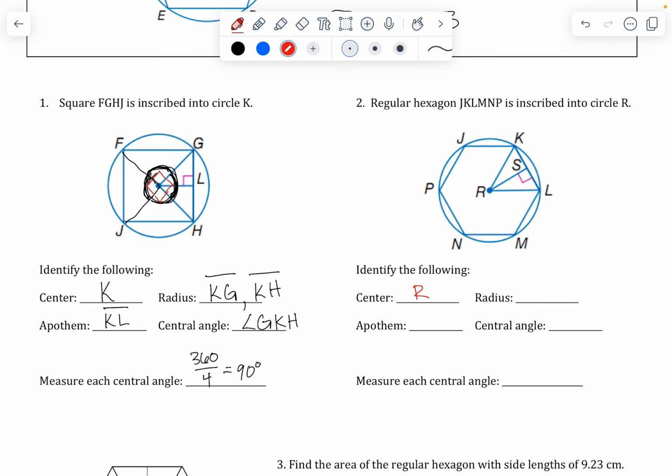The center is R. A radius is segment RK. Another radius is segment RL. The apothem is segment RS. The central angle is angle KRL. And each central angle, well, remember, this time we have a hexagon. So there's going to be 1, 2, 3, 4, 5, 6. There's going to be 6 angles in here. So we take 360 divided by 6 this time, and each of those angles would be 60 degrees.